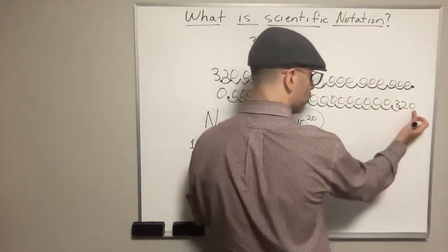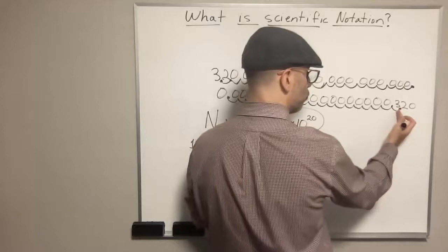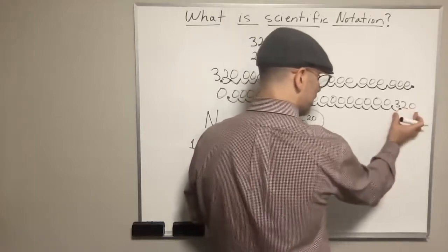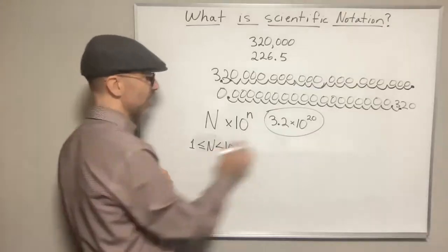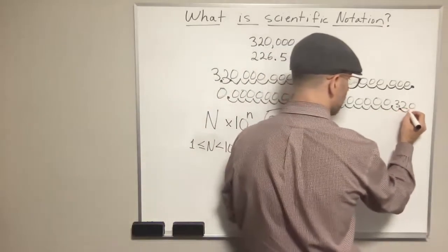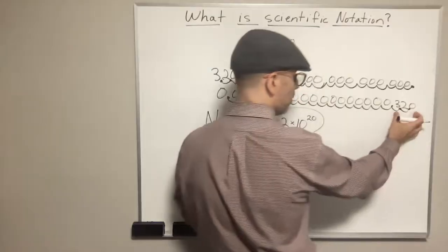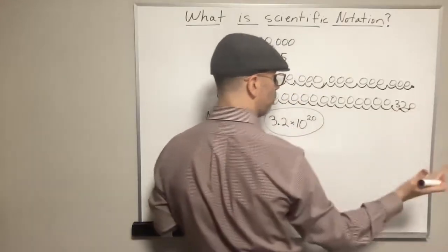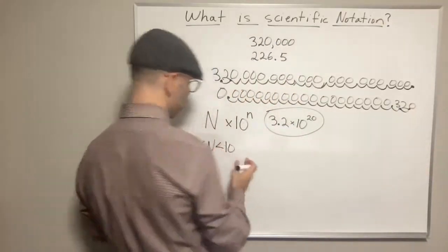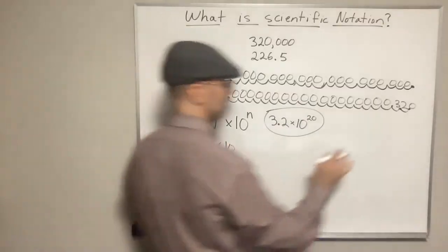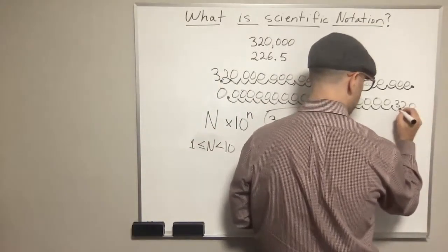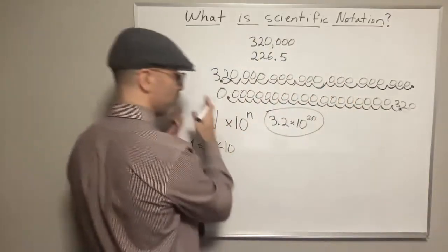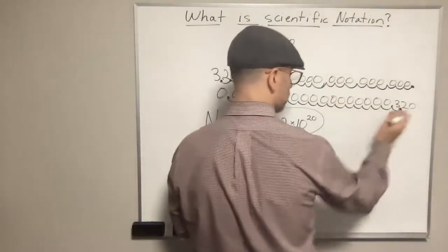So I've got 3.20 here. 3.20 is my number because now that's between 1 and 10. If I go another one, that would be 20, that would be now 32. I went too far. That's larger than 10. I don't want that. So 19. So I moved it over 19 times to get to 3.2.